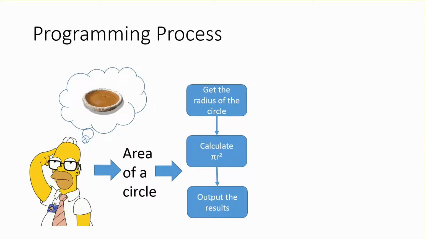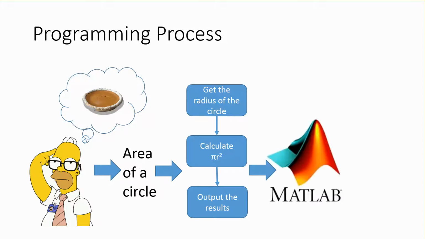So then I could look at the area of the circle and say, well, I can break this down into an algorithm, a step-by-step process where I know that at the end I'll have the result that I want. And so I need to find the radius of my circle, or here my pie, and then actually calculate the area using pi r squared, and then output the results. Right? So if I follow those three steps, I'll go from measuring the radius of my circle to getting an estimate for the overall size of my pie.